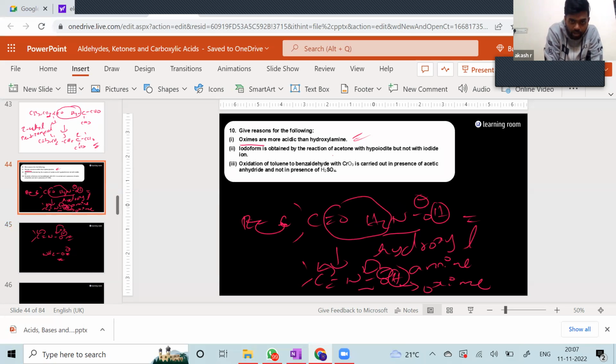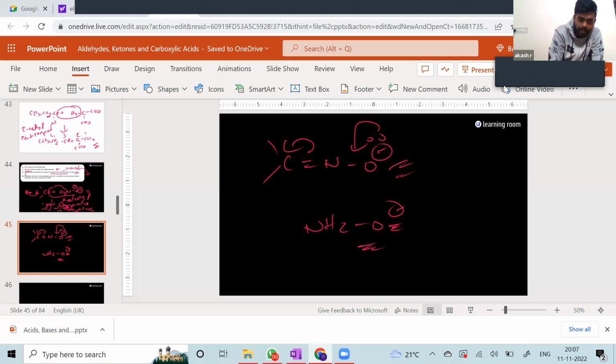Iodoform is obtained by the reaction of acetone with hypoiodide. Hypoiodide is nothing but your NaOI, right? But not with iodide ion. Now that's very simple because hypoiodide is going to be an oxidizing agent. At the end of the day, for example, if I take CH3, C double bond O, CH3 with NaOI, I hope you remember how you form NaOI: NaOH plus I2. Is it not? Now the end products are going to be what?